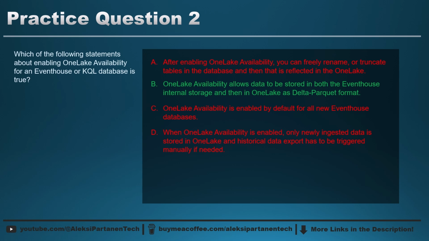The correct answer is B, since this is the behavior of OneLake Availability feature. A is incorrect, since you cannot do those operations once OneLake Availability is enabled, and you would have to turn it off if you want to do them. C is incorrect, since OneLake Availability is not enabled by default. D is incorrect, since historical data is automatically also exported to OneLake.